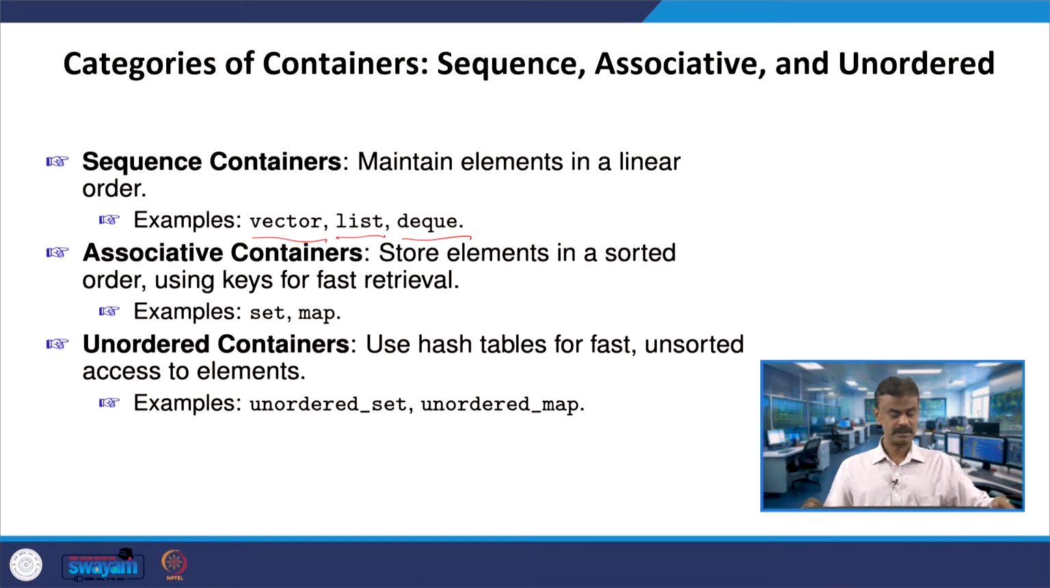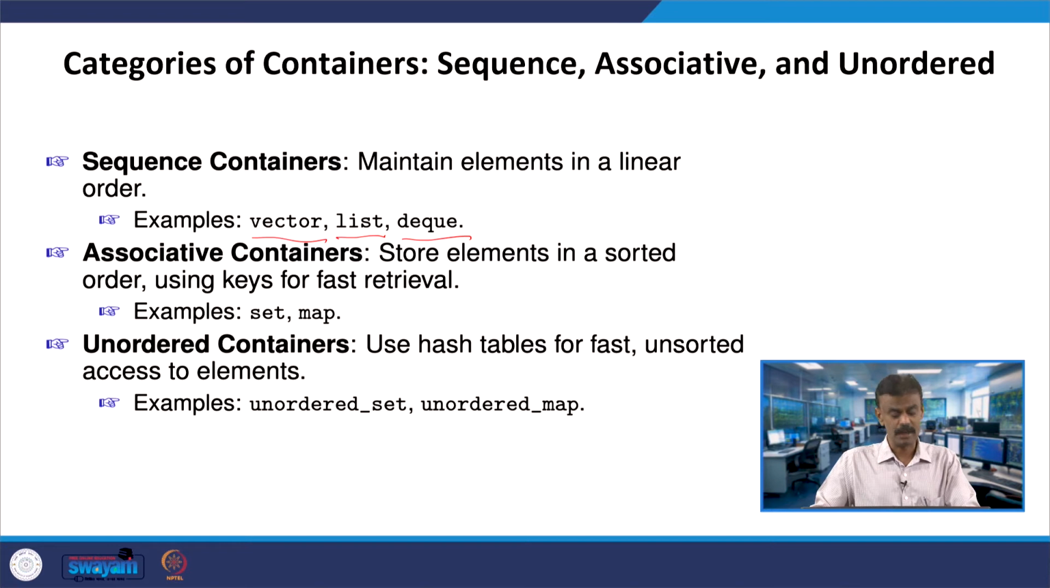Associative containers: if I take certain maps, they may store the elements in some sorted fashion, and they also have keys. The keys you can retrieve fast. The examples are set and map. Even if it is storing in any form, you have keys, and with the help of keys, you can retrieve the elements. You will find set and map in a sorted fashion, and they all use keys for retrieving the elements quickly.